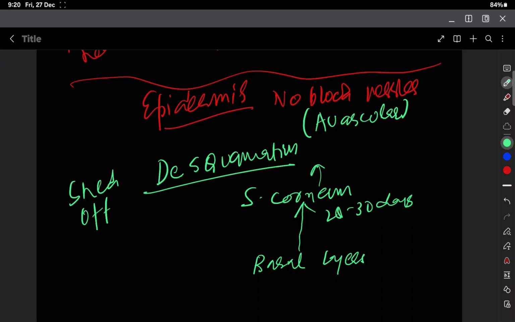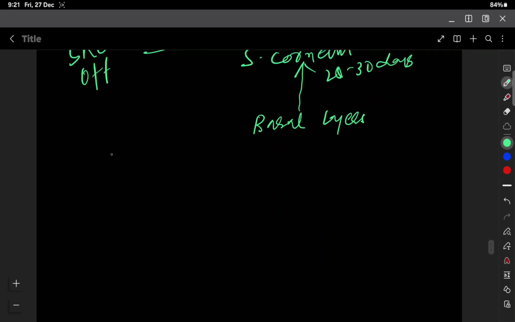This process is called desquamation. Keratinocytes generally undergo mitosis. The differentiation takes almost 14 days, so 14 days for differentiation and 14 days for the moving. That is a total of 28 to 30 days for the process of desquamation to occur. So this was about the epidermis, that is the first layer.